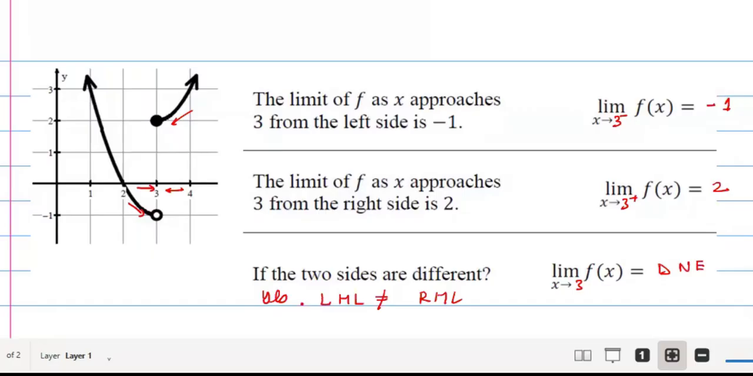So I'm repeating, individual limits exist. That means the left hand limit exists and it is equal to -1. The right hand limit exists and it is equal to 2. But they are not equal to each other. So the limit does not exist for the function when x approaches 3. Okay. But if the question asks you for this, then you should write -1. You shouldn't write does not exist.